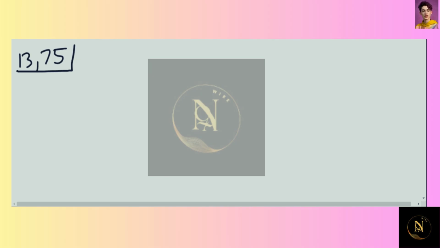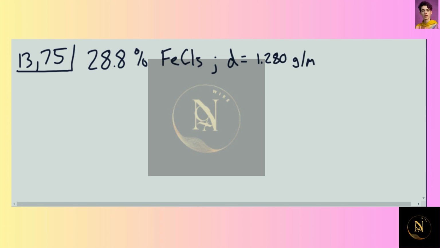So one note to make, the solution that we're working with in this problem is 28.8% iron chloride, FeCl3, not ammonia, and the density is equal to 1.280 grams per milliliter. So that's what's given in this problem, and we need to calculate molality, molarity, and mole fraction.